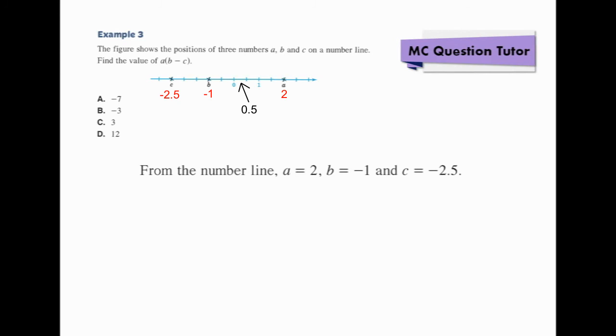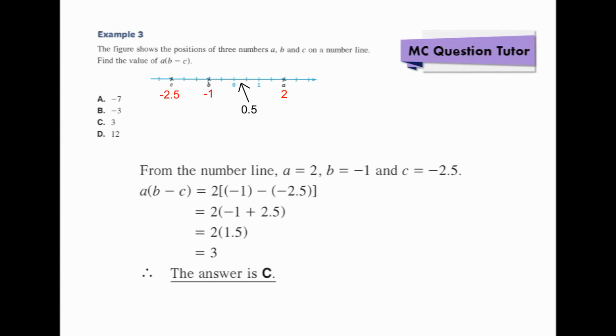Substitute the corresponding values into the expression. That is, 2 times bracket negative 1 minus negative 2.5. First, handle the operation in the brackets. Remove the brackets in directed numbers. It becomes 2 times bracket negative 1 plus 2.5. Negative 1 plus 2.5 equals 1.5. 2 times 1.5 equals 3. The answer is C.